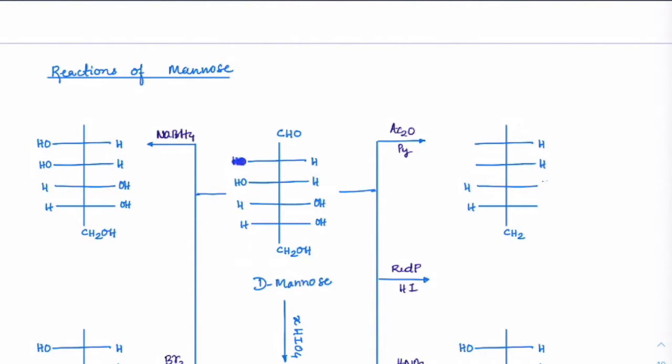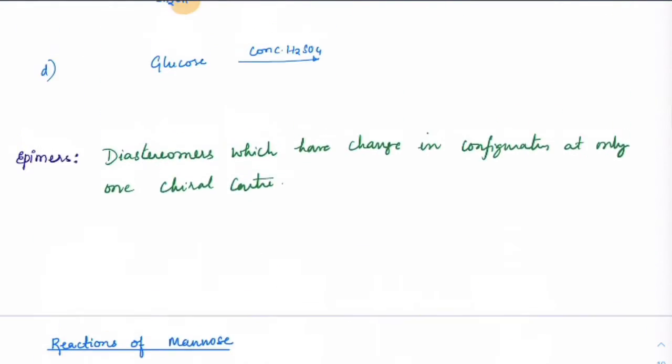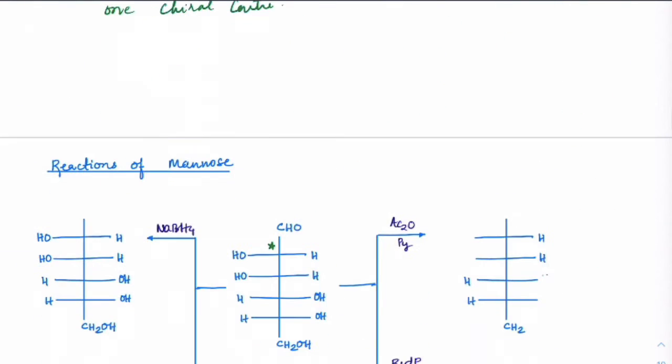This entire structure is same. The only change is on the second carbon. If OH was on the right hand side, that would have been glucose. If OH is on the left hand side, it is mannose, which means with respect to only this chiral center, the configuration has changed. But otherwise, all other configurations are same. When you have multiple chiral centers, and only at one chiral center you change the configuration, those two diastereomers are called epimers. So I can say that glucose as well as mannose are epimers of each other.